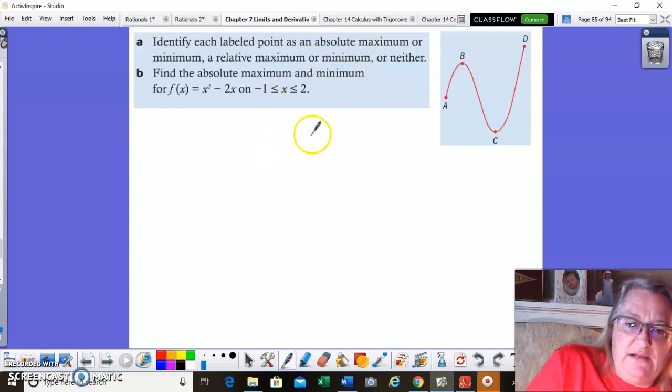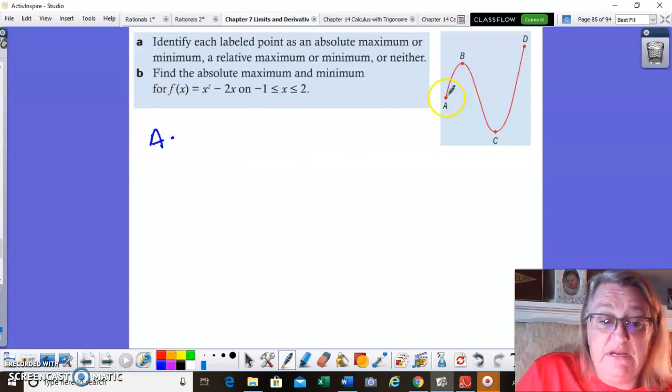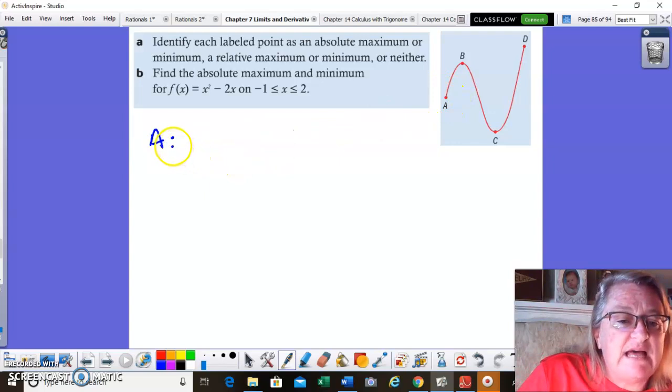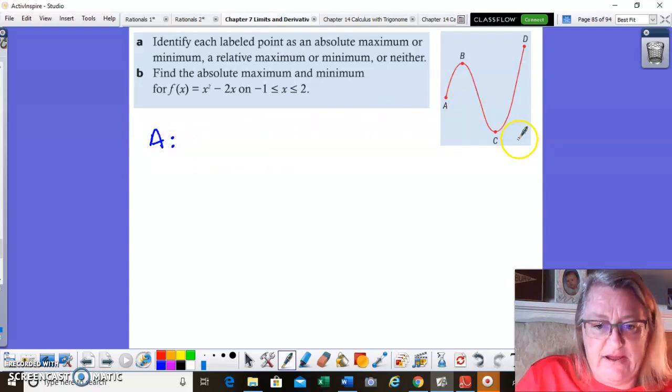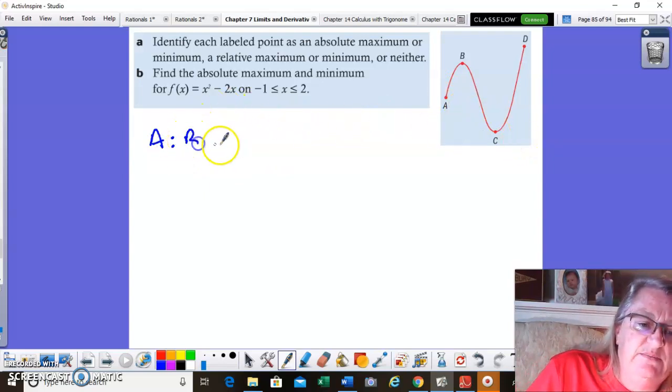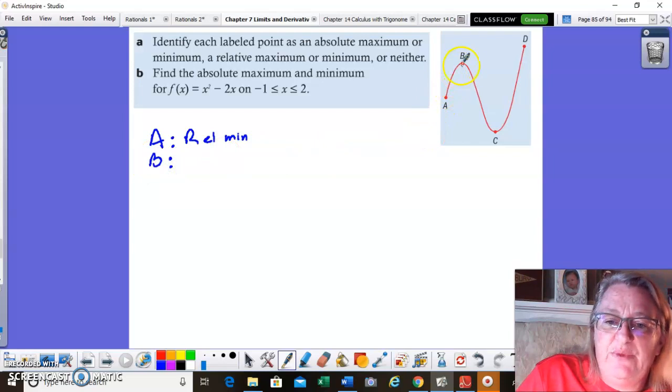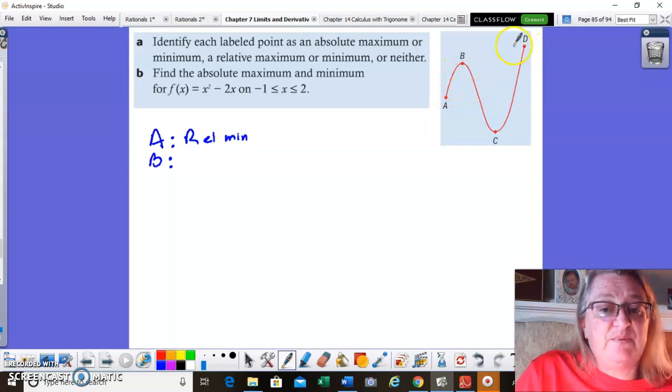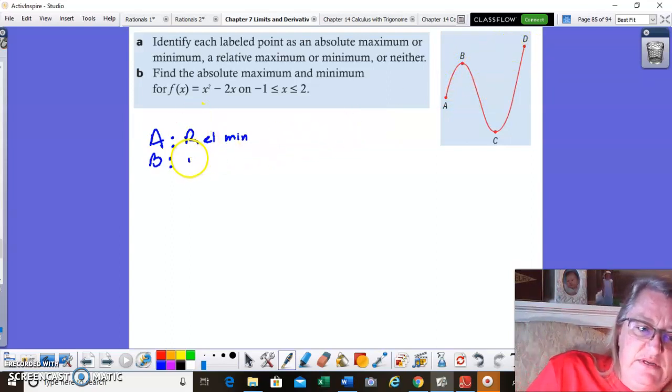Okay, so I look at A, and to me, it looks like it's a minimum, but it's not the lowest point on the graph, so it's not absolute. So this to me is a relative min. Looking at letter B, it looks like a maximum. It's reaching a maximum. It's growing and then declining, but it's not the highest point on the graph, so it's not absolute. So this is a relative max.